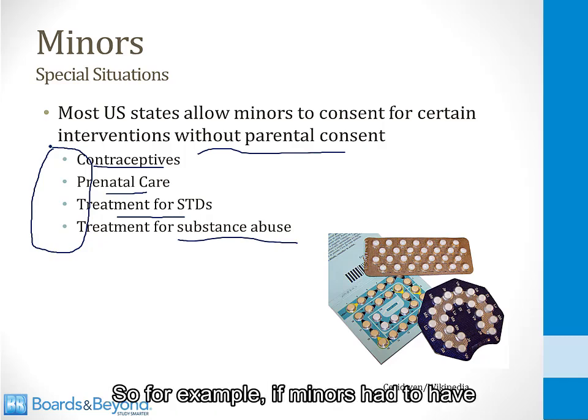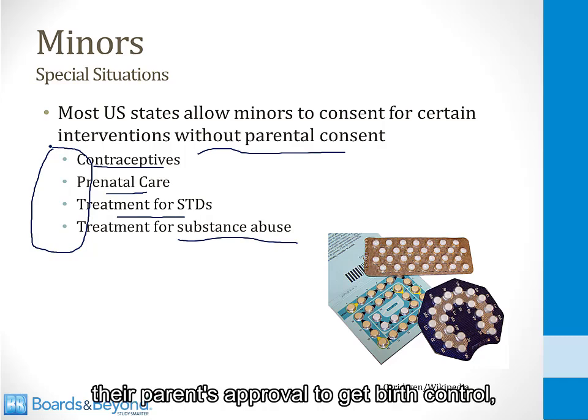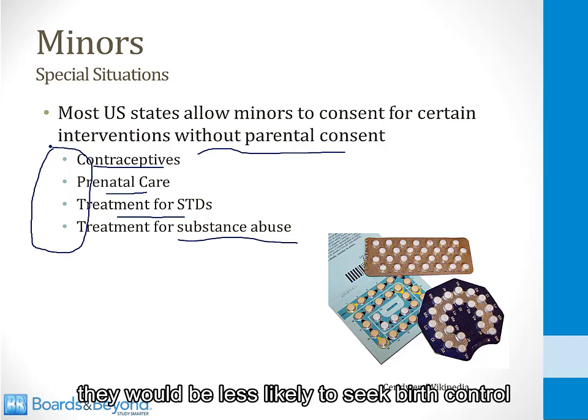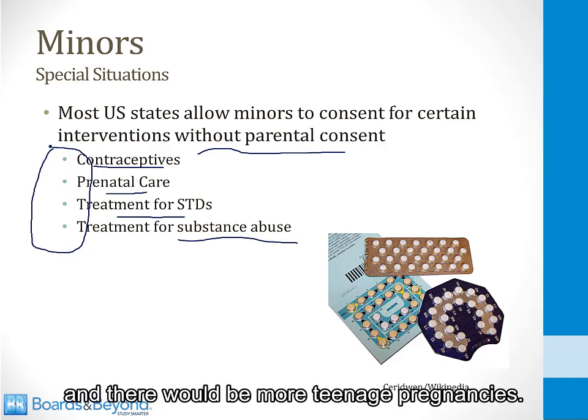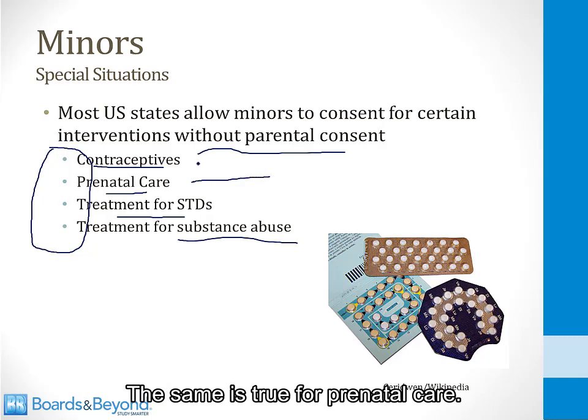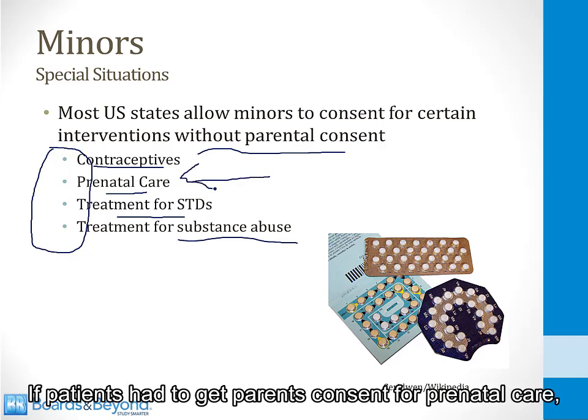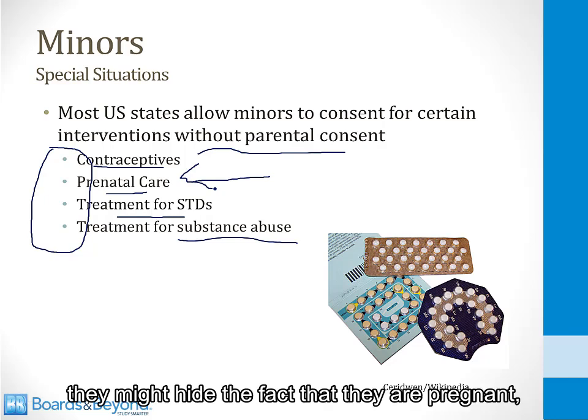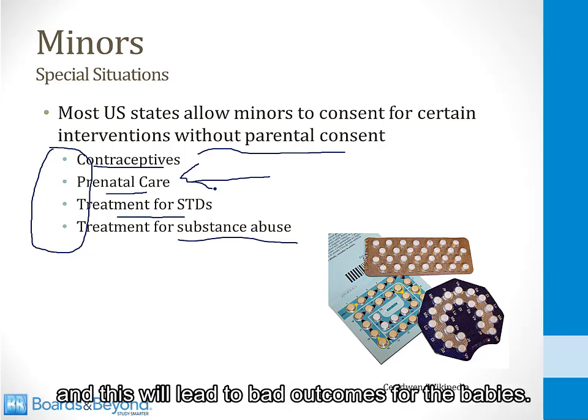So for example, if minors had to have their parents' approval to get birth control, they would be less likely to seek birth control and there would be more teenage pregnancies. The same is true for prenatal care. If patients had to get parents' consent for prenatal care, they might hide the fact that they are pregnant, and this would lead to bad outcomes for the babies.